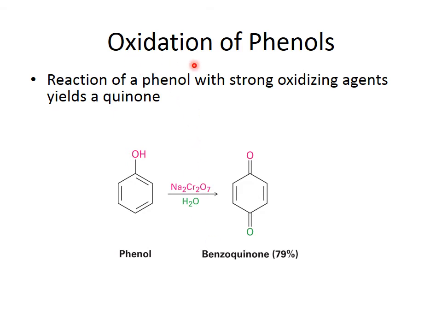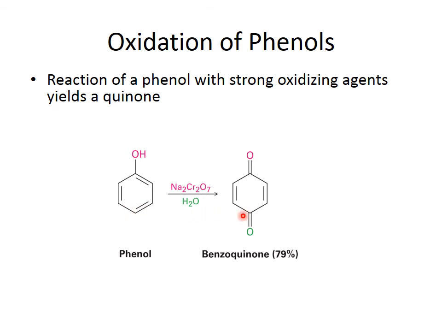Phenols can be oxidized, but notice that at this carbon right here there are no hydrogens, so it's not oxidized in the typical way. If you look at phenol, we can oxidize it, and what do we get? We get what's called a quinone. Notice we have 3 double bonds and 1 bond to a heteroatom. Here we have 2 bonds to a heteroatom and 4 double bonds. So we've had an increase in oxidation.